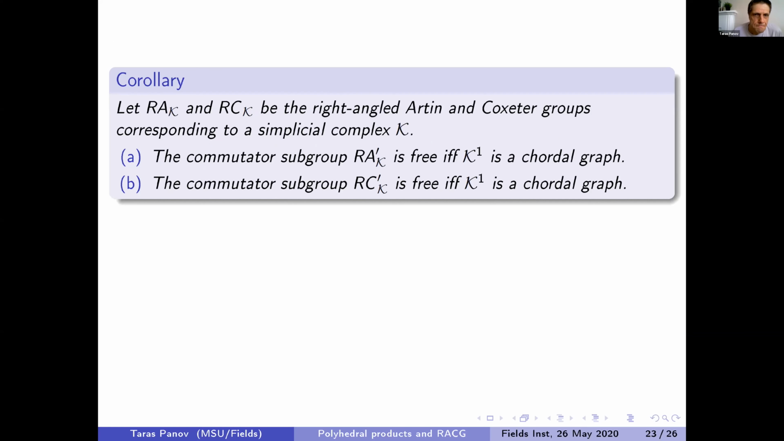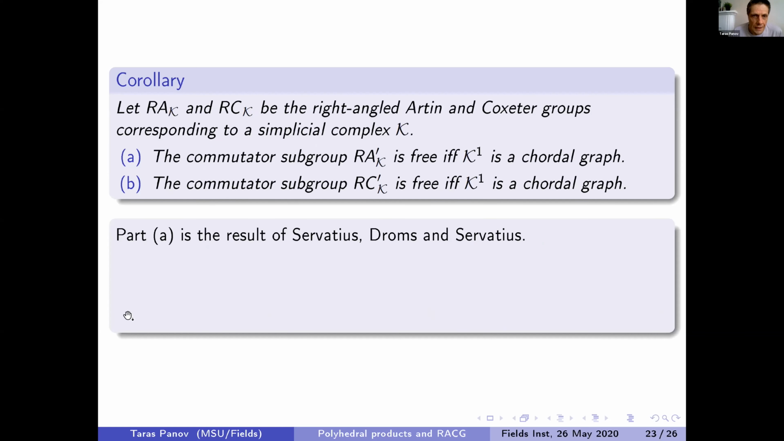Well, you have these corollaries for the right angle Artin and Coxeter groups. The commutator subgroup of the right angle Artin group is free if and only if K^1 is a chordal graph, and the same for the commutator subgroup of the right angle Coxeter group. As I said, part A for the right angle Artin groups follows from the 1981 work of Servatius, Droms, and Servatius.